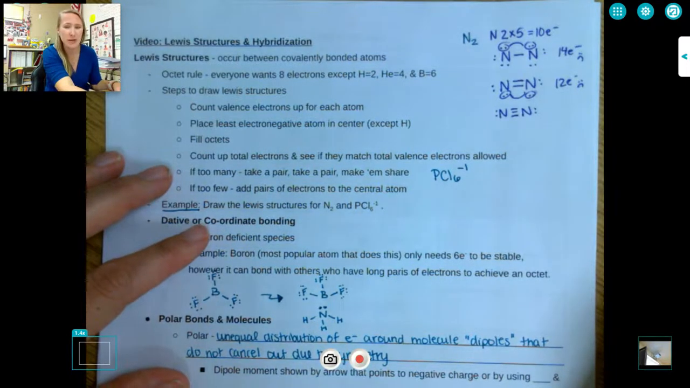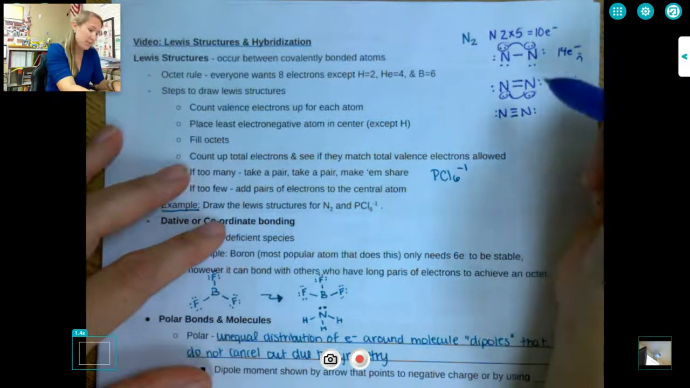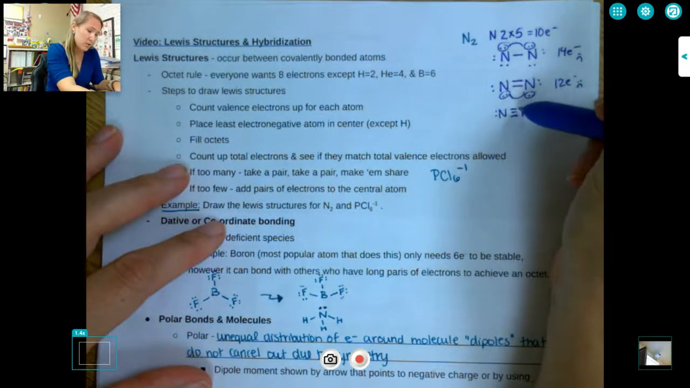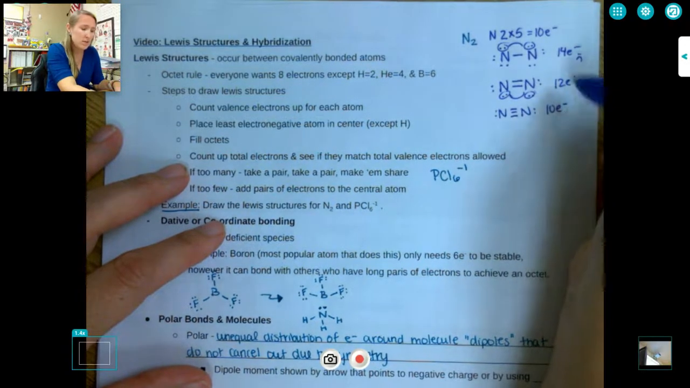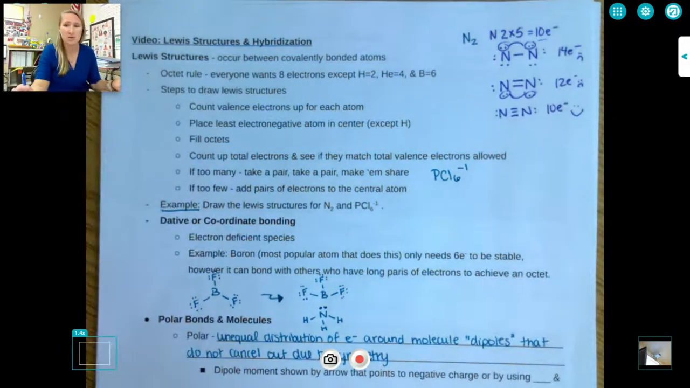I took a pair, made them share, and now I've got a triple bond. Nitrogen's pretty famous for having triple bonds. It just likes them because of its 5 valence electrons. So 2, 4, 6, 8, 10 electrons. That's how many I actually have to use. So it's a happy structure. That's what it's supposed to look like.